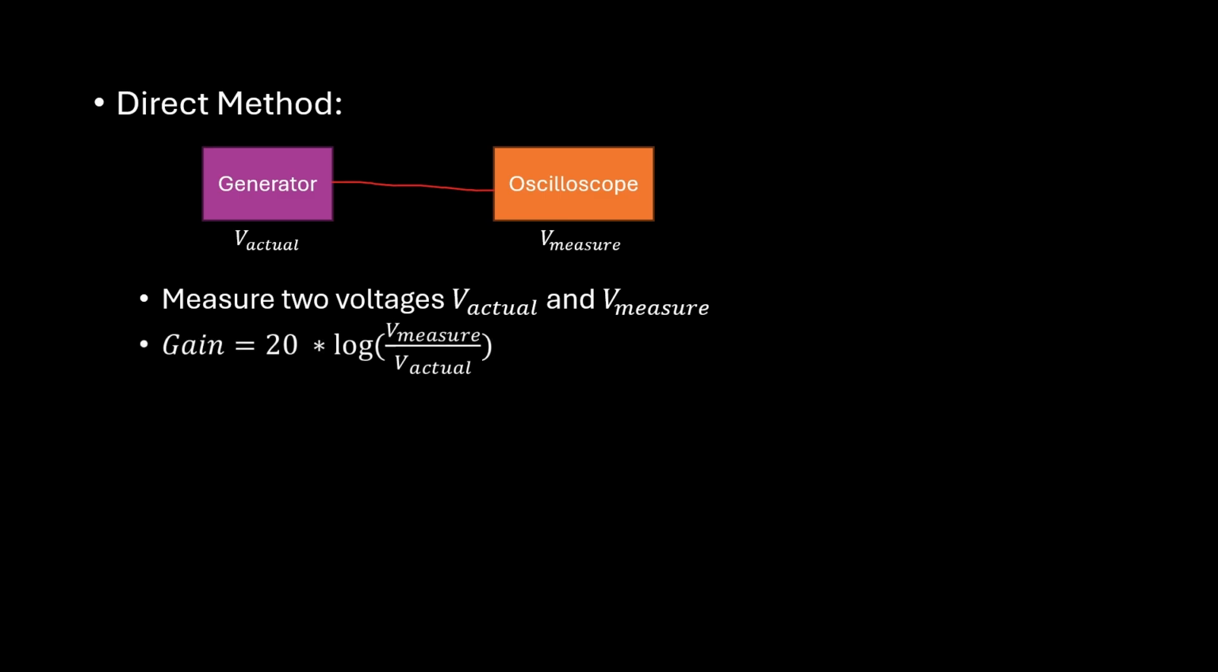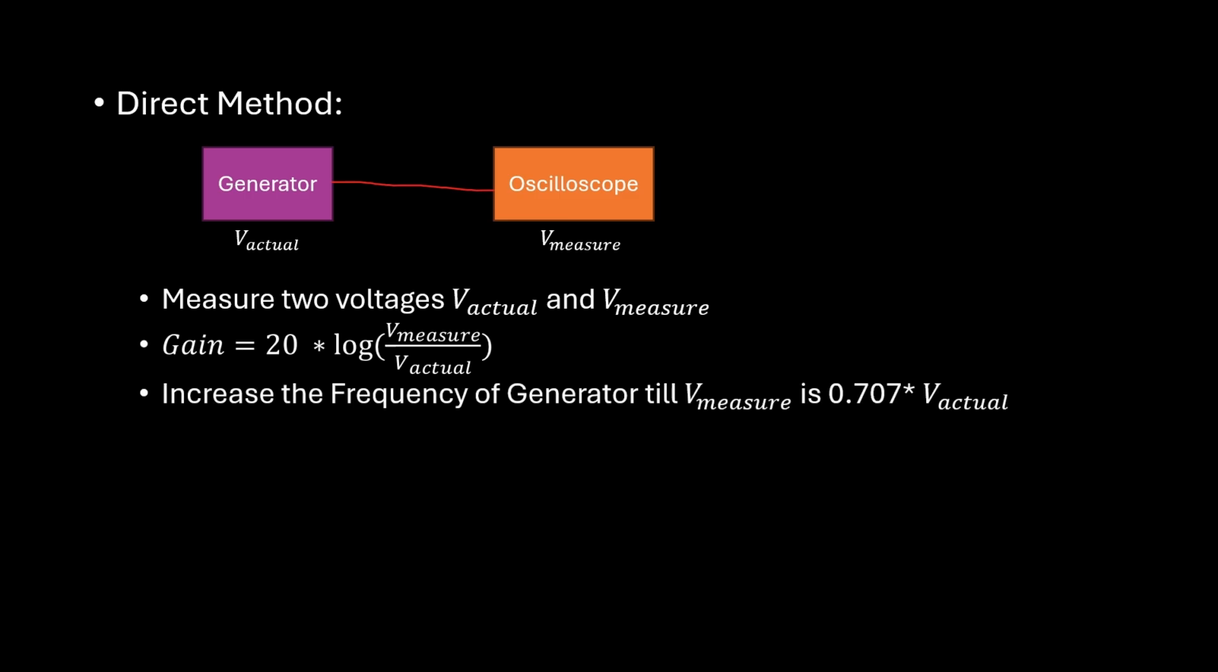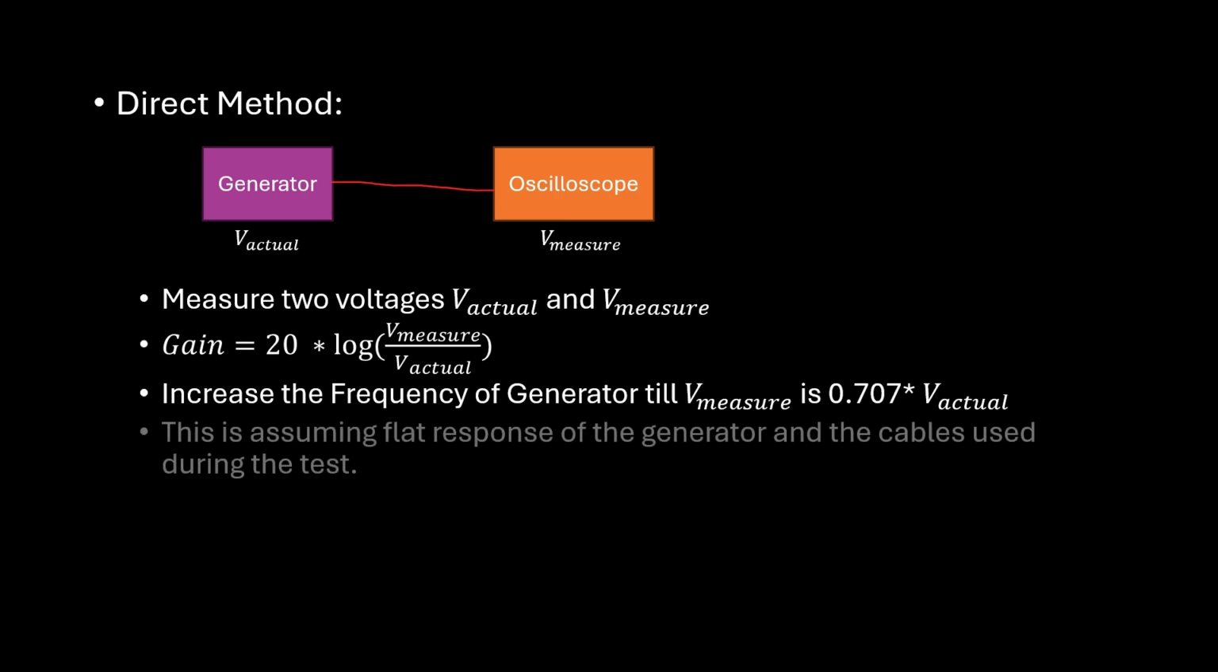And the gain is calculated using this formula. So we keep increasing the frequency of the generator till the measured voltage is 70.7% of the actual voltage. This is the bandwidth of your oscilloscope. As said, this assumes a flat response of the generator and cables used during the test.